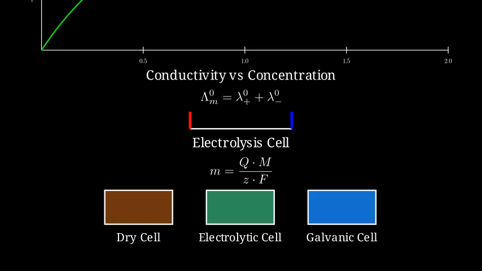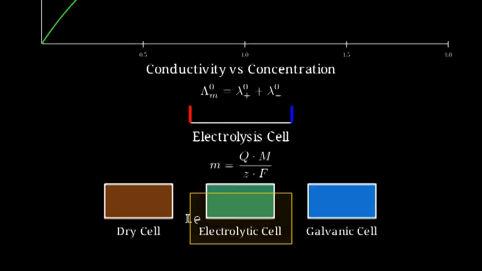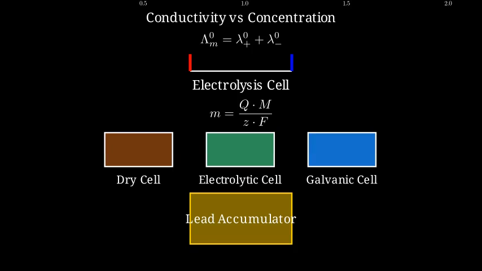Let us compare cells. A dry cell uses paste electrolyte. Electrolytic cells need external energy. Galvanic cells produce electric energy spontaneously. A lead accumulator is a rechargeable cell using lead and lead dioxide electrodes.